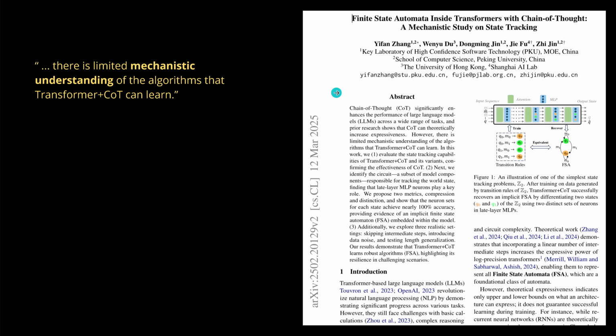Now, this is a very interesting study from March 2025. This is from the Key Laboratory of High Confidence Software Technology, China, School of Computer Science, Peking University, University of Hong Kong, and Shanghai AI Lab. And they have now a finite state automata inside the transformer with a chain of thought. And this is now a mechanistic study of state tracking.